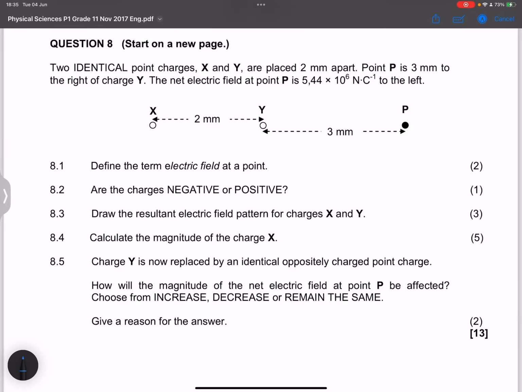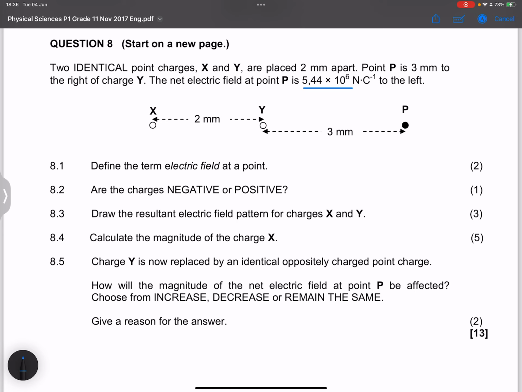Right, and now let's go on to question 8. They say we've got two identical point charges, X and Y, that are placed 2 millimeters apart. Point P is 3 millimeters to the right of charge Y. They say the net electric field at point P is 5.44 times 10 to the exponent 6 newtons per coulomb. This is to the left.